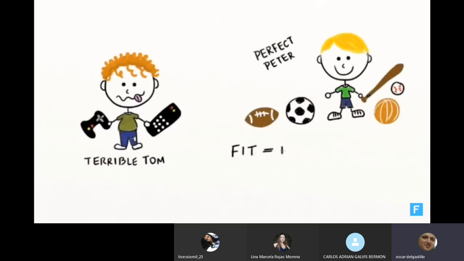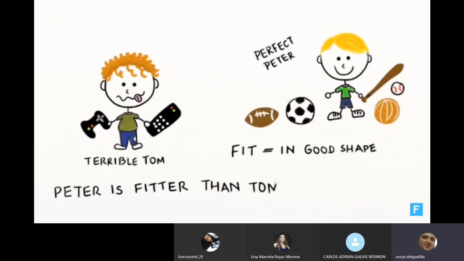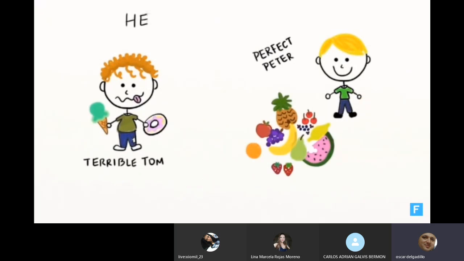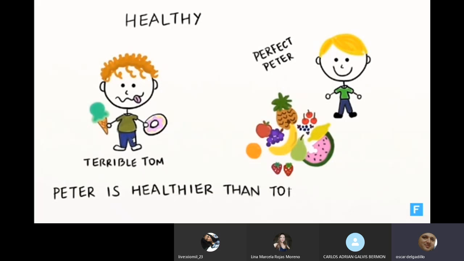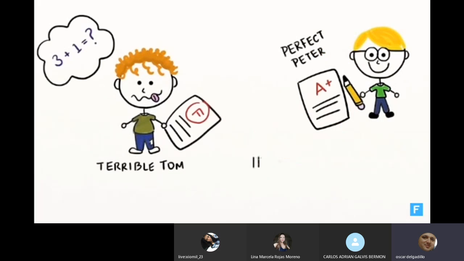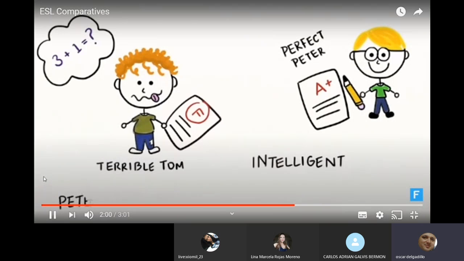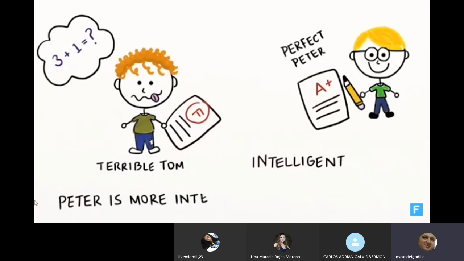Let's look at another example. Here we're going to use the word fit, meaning in good shape. Fit is one syllable, so we must say Peter is fitter than Tom. Another example, we're going to use the word healthy. Healthy is two syllables, but it ends in a Y. So we must say Peter is healthier than Tom. And our last example, we're going to use the word intelligence. Intelligent is more than one syllable, so we're going to say Peter is more intelligent than Tom.